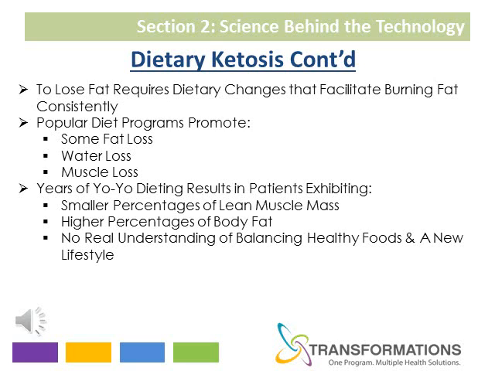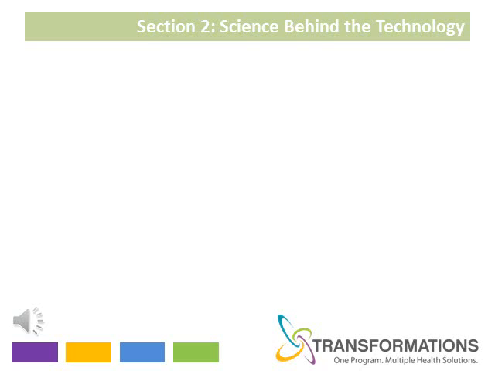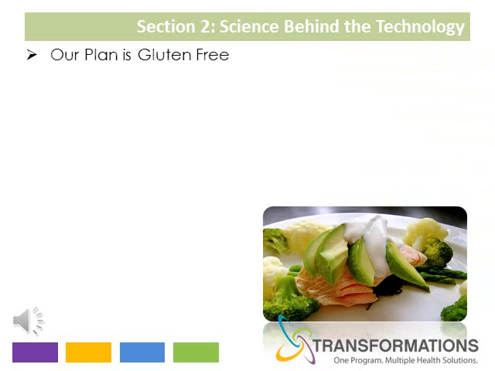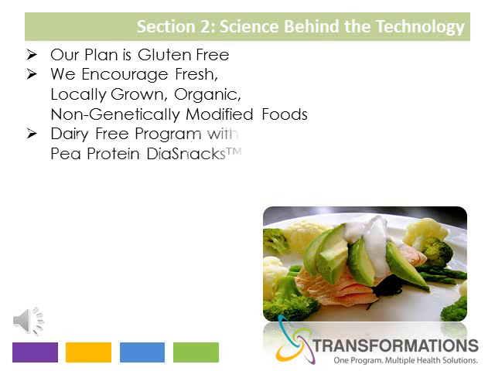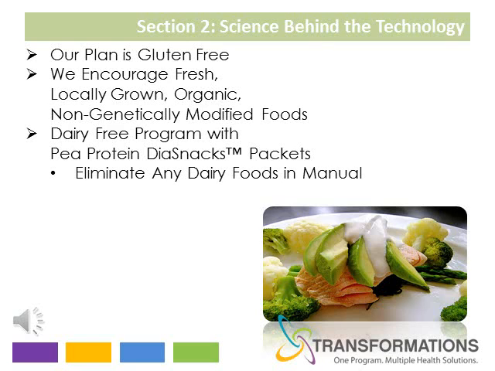By introducing a mild state of dietary ketosis with our program, we are able to focus on healthy fat loss and better food habits. It is important to note that our plan is gluten-free and we encourage the consumption of in-season, fresh, locally grown, organic, non-genetically modified foods to all our patients. Our program can also be dairy-free by using our pea protein Diasnacks packets, and eliminating any dairy foods. Our program can therefore be vegan-friendly.